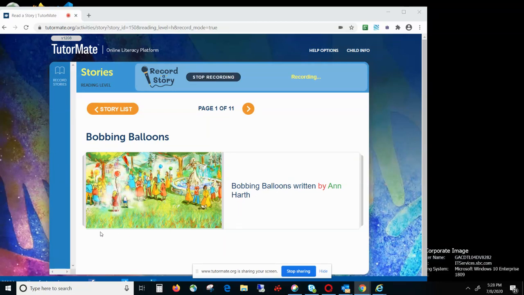This story is called Bobbing Balloons. Bobbing Balloons, written by Anne Harth.